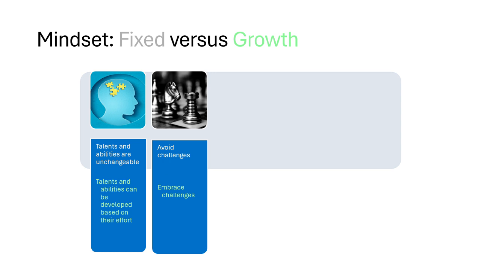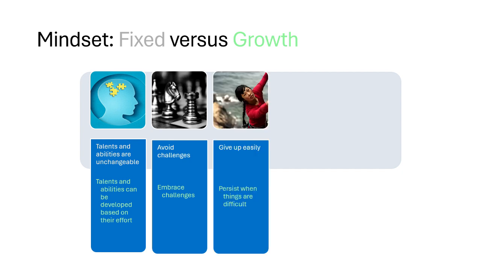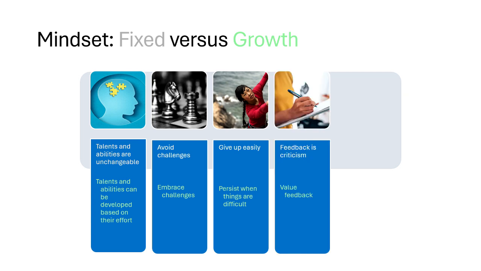Fixed mindset, they avoid challenges, whereas on the opposite end, our growth mindset people, they embrace challenges. They look forward to them. Fixed mindset will tend to give up easily. I mean, they're trying to avoid a challenge to begin with, but whenever they do have a challenge, they're going to give up pretty easily, while the growth mindset, they persist when things become difficult.